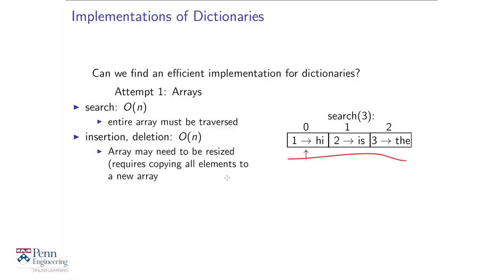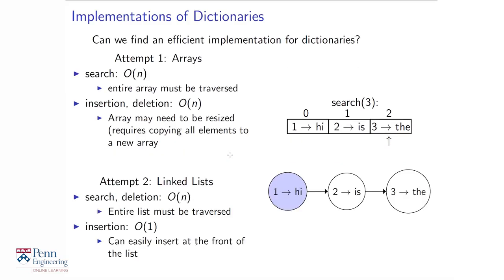Insertion could potentially be done in order 1 time if you're willing to insert everything at the end of the array. But if you want to maintain order, then the insertion can also take order n time. And so, insertion and deletion may involve resizing the array as well. That could also cost order n time.